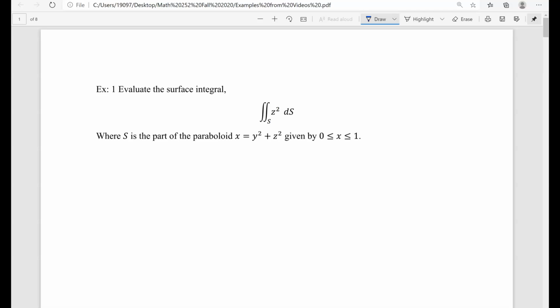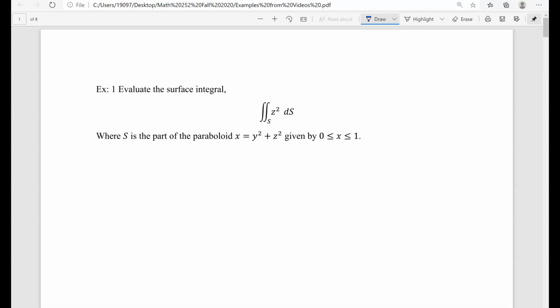So let's do this example. We'll first start with surface integrals over scalar fields. So here we want to evaluate this surface integral where S is the part of the paraboloid x equals y squared plus z squared, given that x is between 0 and 1.